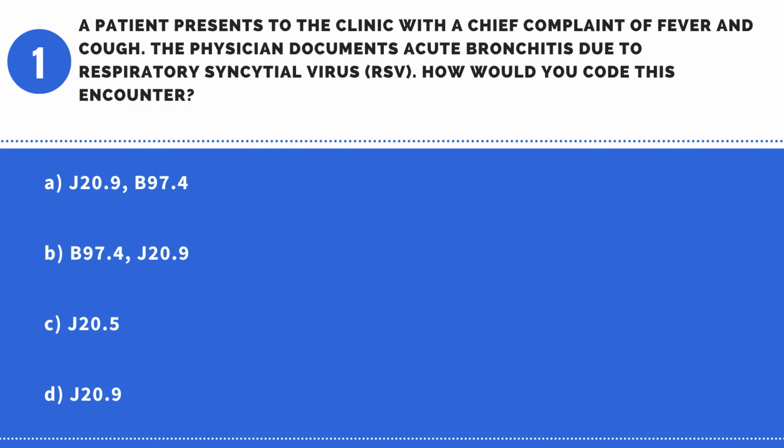Question 1. A patient presents to the clinic with a chief complaint of fever and cough. The physician documents acute bronchitis due to respiratory syncytial virus, RSV. How would you code this encounter? A. J20.9, B97.4. B. B97.4, J20.9. C. J20.5. D. J20.9.